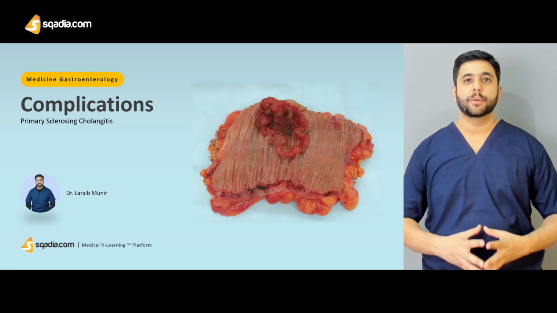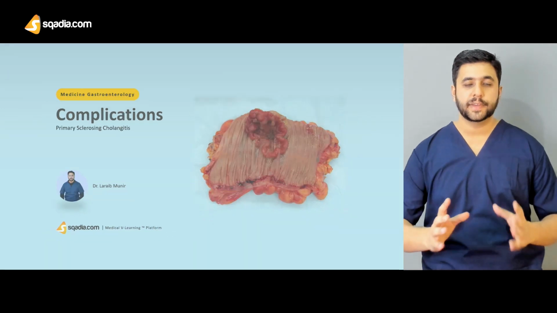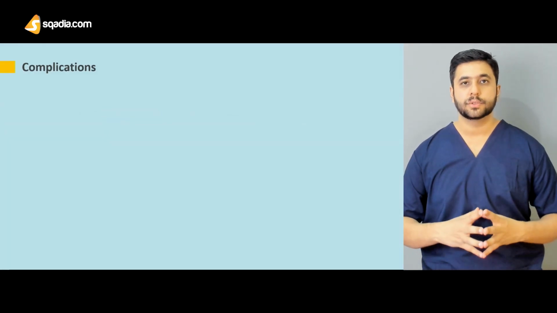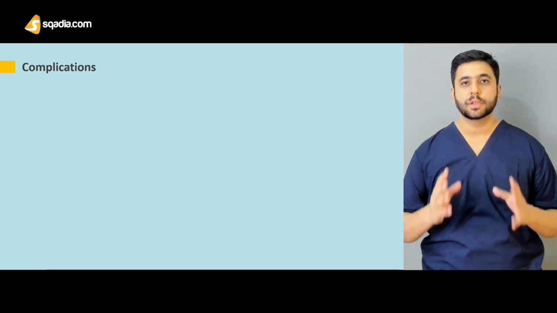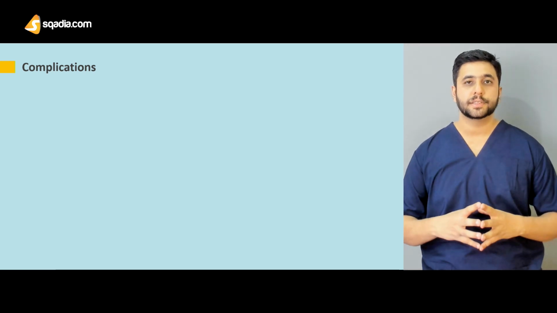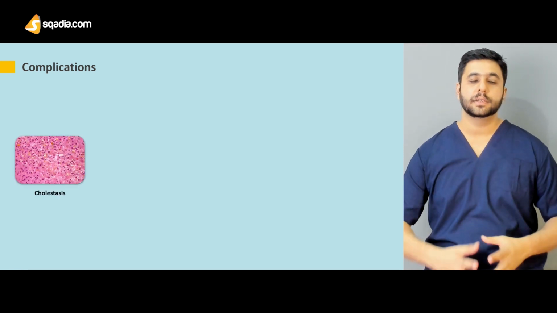Let's talk about some common complications of primary sclerosing cholangitis. This is a very important slide, and I want you to pay attention to it. These are the various types of disorders that we fear, and because of this, we start having certain aggressive therapy in these patients. The common complications are cholestasis.